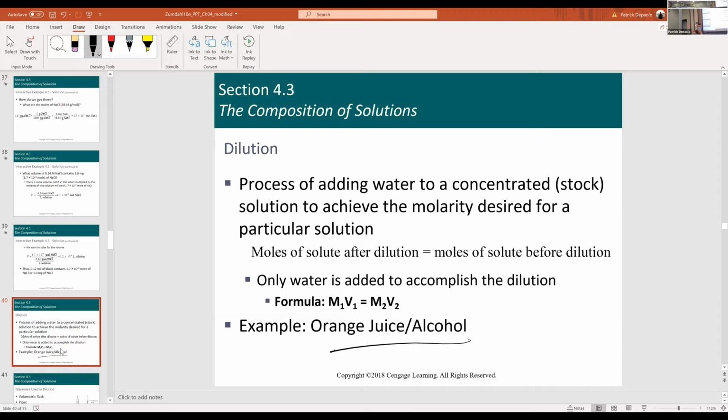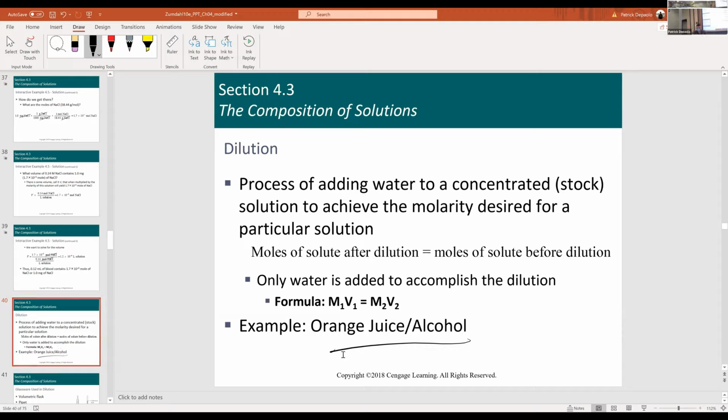Will it go up or go down? Down. It'll go down when you dilute. So that's exactly what this formula says. This formula shows the inverse proportionality of the concentration with the volume when you dilute something.